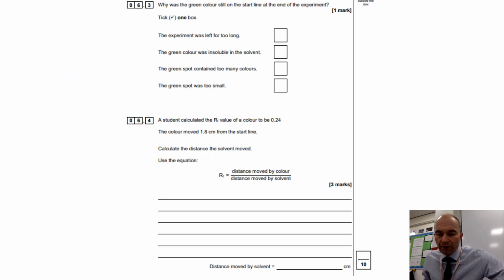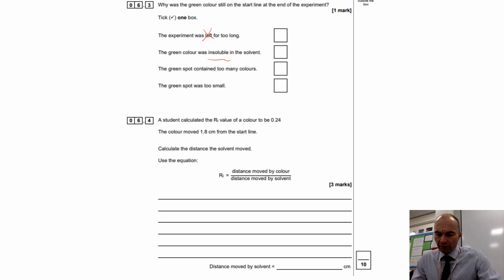Right, now 6.3, why was the green colour still on the start line at the end of the experiment? Now generally this chromatography is all about the solubility of the ink sample in that solvent. Let's have a look at the possible answers. The experiment was left for too long. Right, well that's definitely not the case. Then the green colour was insoluble in the solvents. That is going to be our possibility.